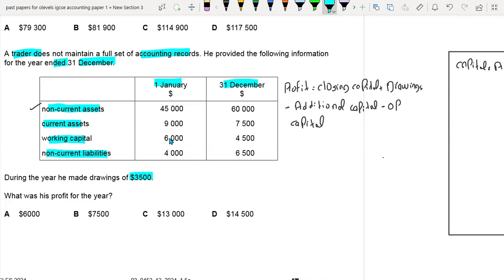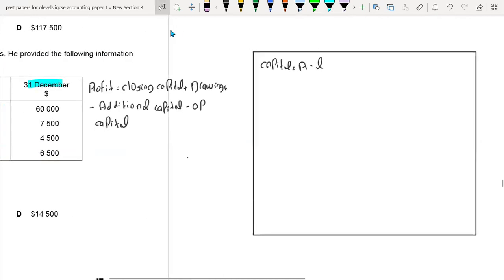So it means that with the help of opening working capital and closing working capital, we can find out the opening current liabilities and closing current liabilities. So how can we find out? Just stay with me, we are going to find it out. First of all, just write the proper formula of working capital. Working capital formula is current assets minus current liabilities.